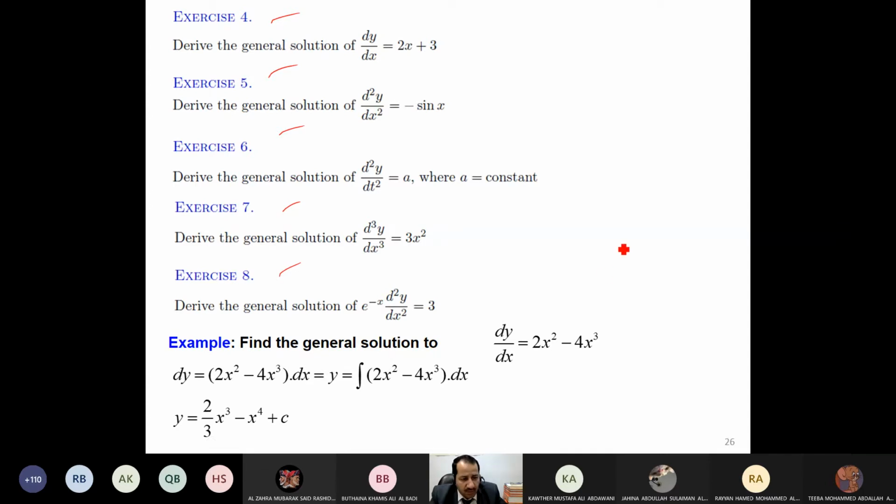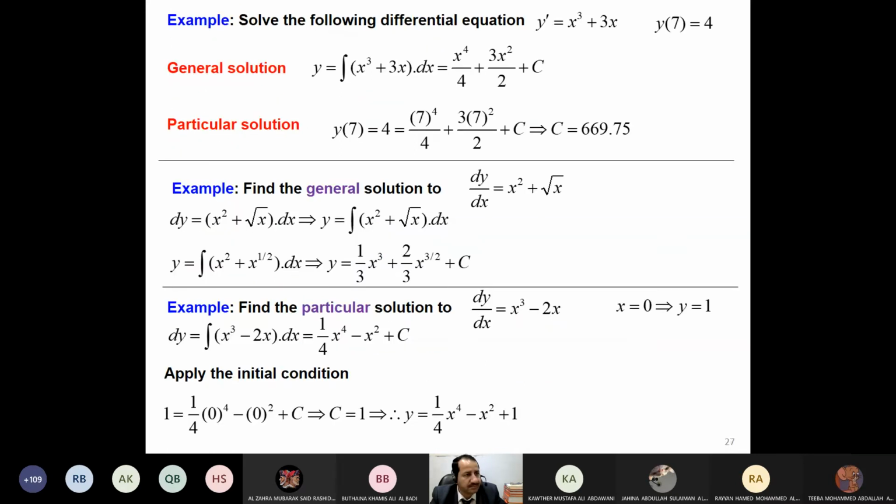More problems here, more problems here. You see this one? It is direct. Just integrate. This one will be x to the power 3 over 3. This one will be x to the power 4 over 4. Done. Integrating this one, x to the power 3 will be x to the power 4 over 4. 3x to the power 2 over 2.